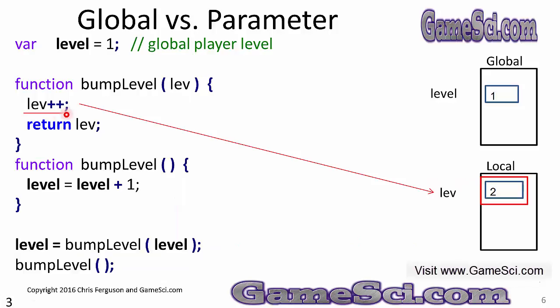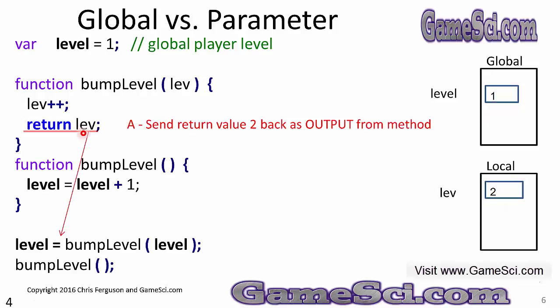We're going to say lev plus plus, which says add 1 to the variable lev and store the result back into lev. So this will change lev to 2. Remember, that's a copy. Look at the original. It stays the same. We will then return lev, the value in the local variable. So we'll send a return value of 2 back as output from the method. Remember, anything we return is output from the method.